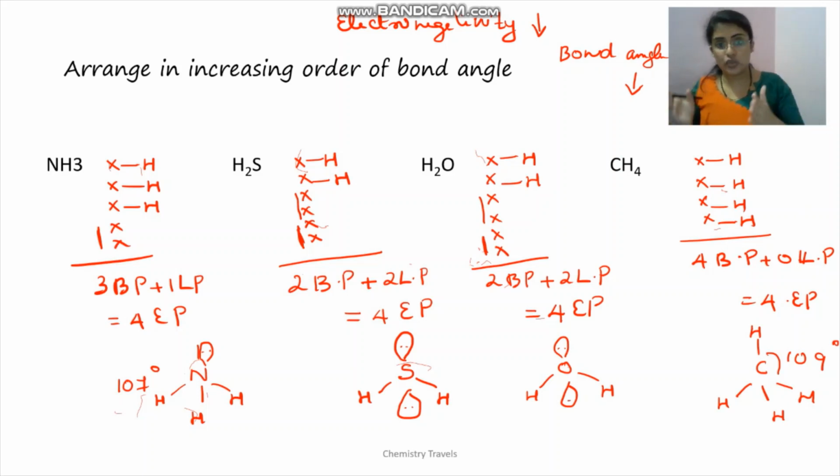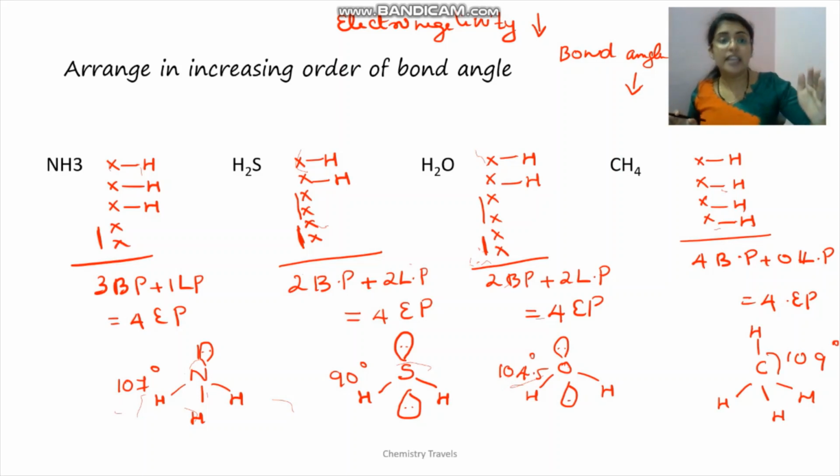Out of H2O and H2S, one has central atom oxygen and another has central atom sulfur, and sulfur has a lower electronegativity compared to oxygen. So H2S would have a lower bond angle and H2O would have a higher bond angle. And so my water molecule would have a bond angle of approximately 104.5 degree and H2S would have approximately 90 degree.